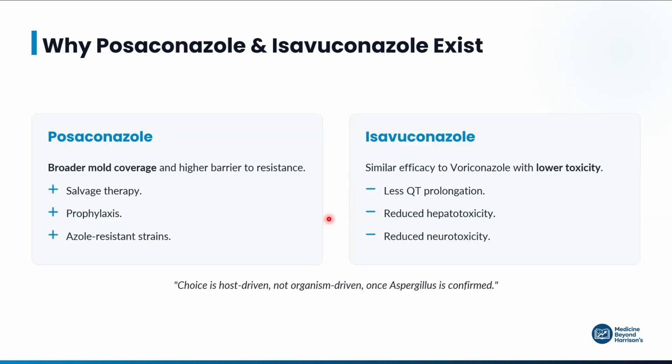So why do posaconazole and isavuconazole exist? Posaconazole has broader mold coverage and a higher barrier to resistance. It is used mainly as salvage therapy, prophylaxis, and for azole resistant strains. Isavuconazole has similar efficacy to voriconazole with lower toxicity: less QT prolongation, reduced hepatotoxicity, and reduced neurotoxicity also. So isavuconazole is a better drug with fewer side effects compared to posaconazole. Basically, the choice is host driven and not organism driven once aspergillosis is confirmed.